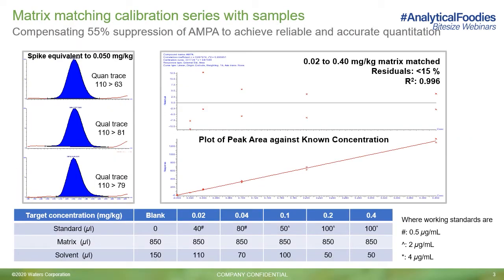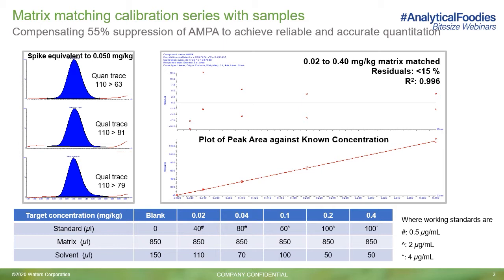Firstly, we have matrix matching, where we're building a calibration series from a sample type or commodity group similar to our samples under analysis. So what does matrix match calibration look like? Let's use one of the more challenging applications in pesticide analyses, anionic polar pesticides in cereals, focusing here on AMPA in wheat flour. So in this example, we've used the European Union Reference Laboratory's quick polar pesticide extraction method.